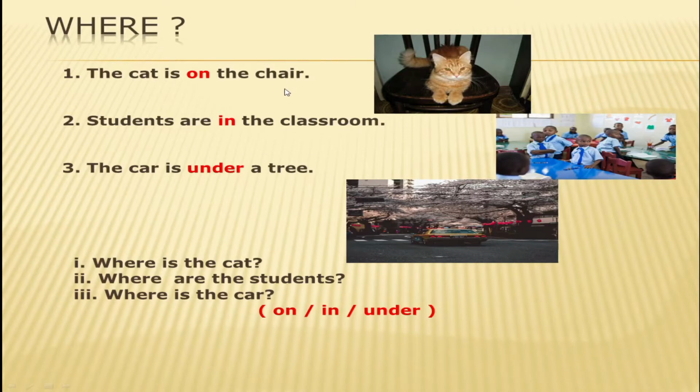Okay, right. So if I ask the question, students are in the classroom here, read this sentence and give me the answer, where are the students? In the classroom. Good. Read this sentence. Where is the car? Under a tree. Well, now look at these words, on, in, under. These words in the sentences tell us where these things are, where the cat is, where the students are, where the car is.